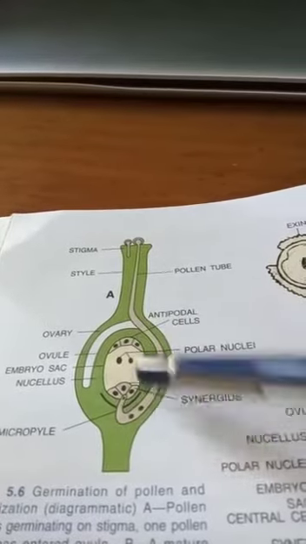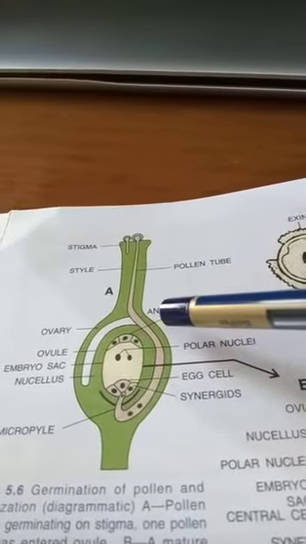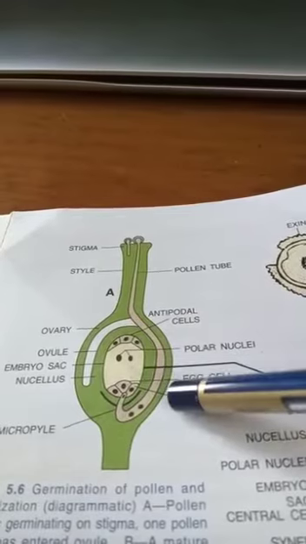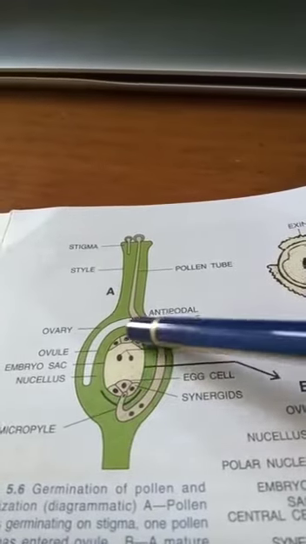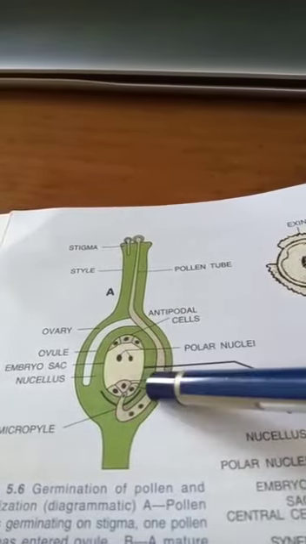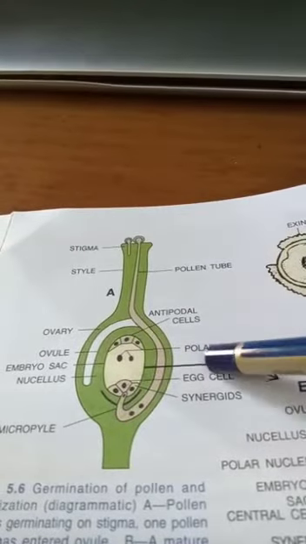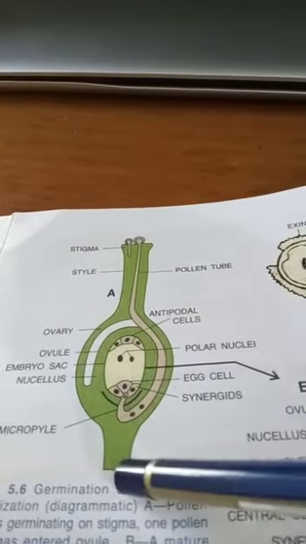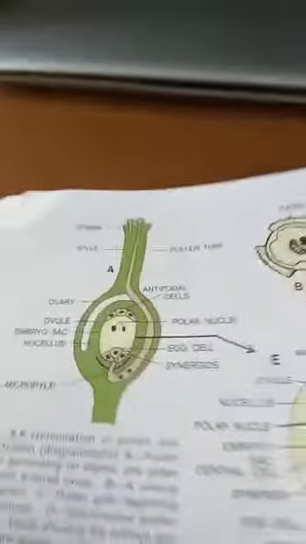So the question आता है, why is it called double fertilization? It is called double fertilization because in the same embryo sac the fusion is taking place twice. One syngamy and another triple fusion. That is why it is known as double fertilization.